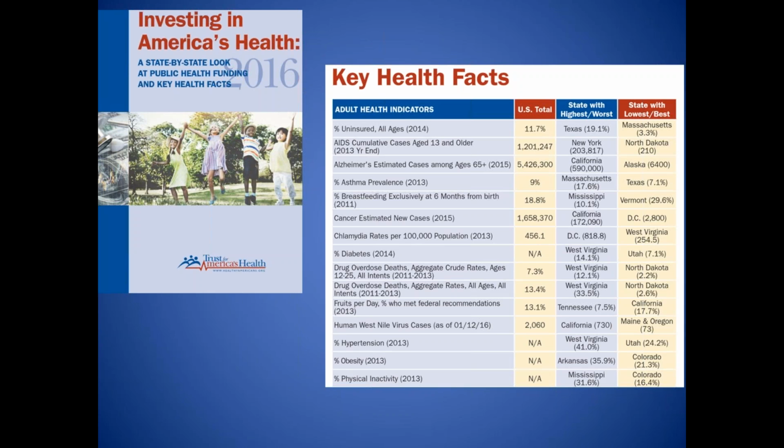In terms of diabetes, and I thought the following three would be interesting, as you'll see in a moment. Highest diabetic rates in 2014 were in West Virginia, almost double that of Utah. Drug overdose deaths in West Virginia, 12% versus just slightly over 2% in North Dakota. And we'll look at hypertension as well. In West Virginia, 41% of the population. In Utah, about half that, 24.2%.